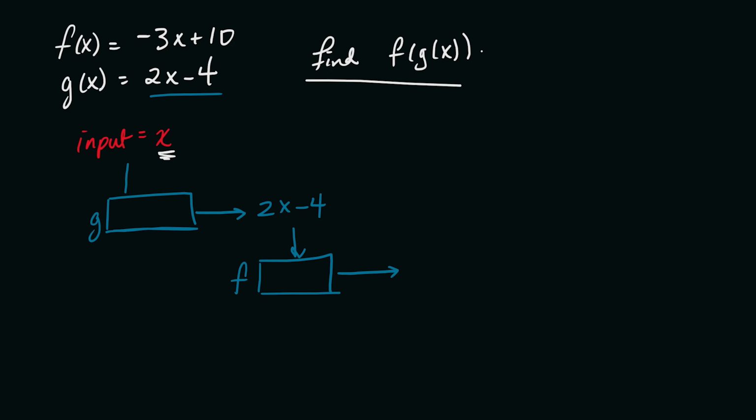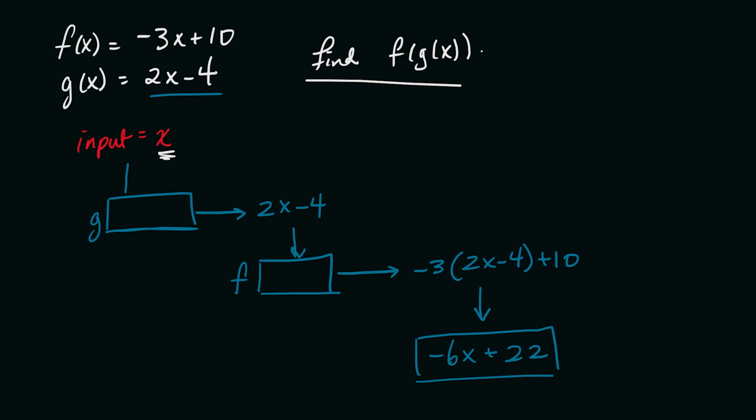So we're going to replace the x inside f of x with 2x minus 4. So then it's just going to be negative 3, remember the parentheses, 2x minus 4, plus the 10. And of course, our result is just going to be negative 6x plus 22. And that is our answer there. So that's how we mainly do these types of problems using a schematic. And while still doing the schematic, you can still do it algebraically. You just need to plug in what the input is.